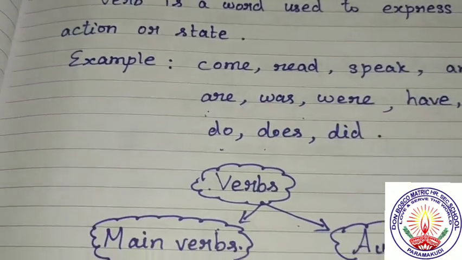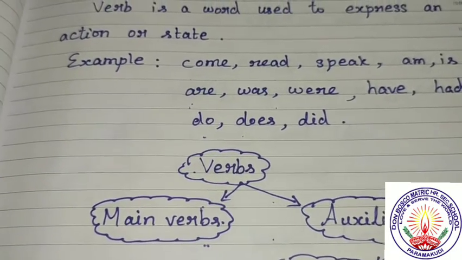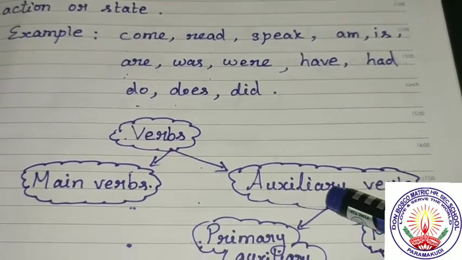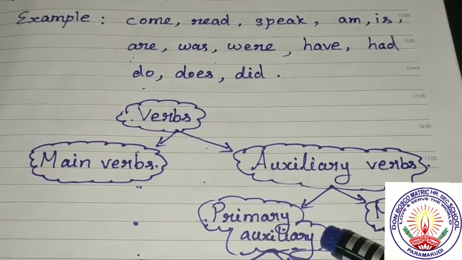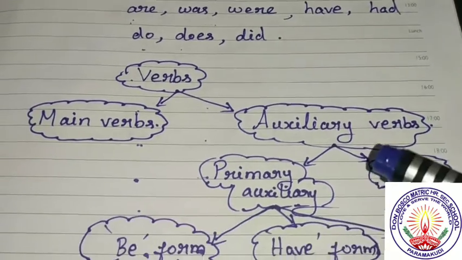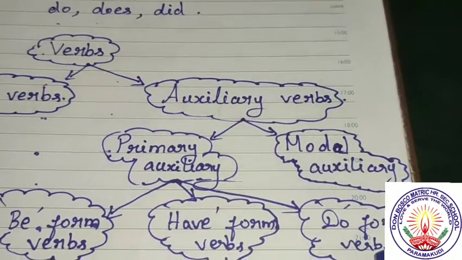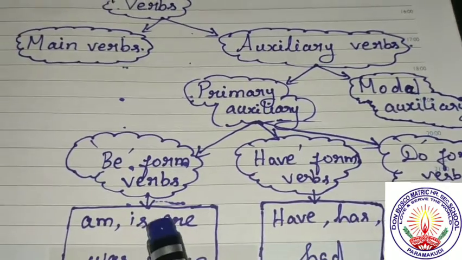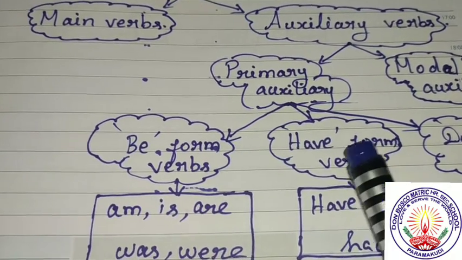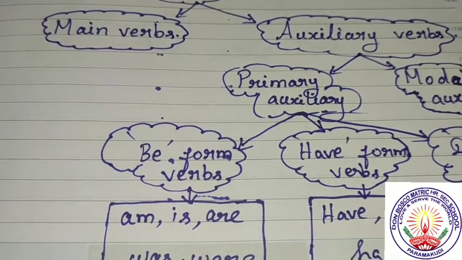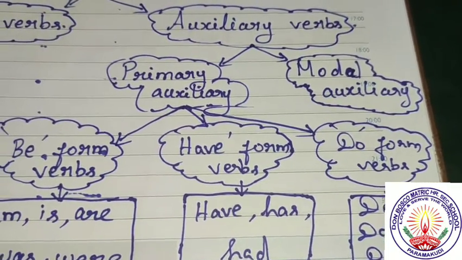So verbs are classified into two types: main verbs or primary verbs, and auxiliary verbs. Auxiliary verbs we can classify into two. What are they? Primary auxiliaries and modal auxiliaries. Primary auxiliaries are be form verbs, have form verbs, do form verbs. What are the be form verbs? Am, is, are, was, were. What are the have form verbs? Have, has, and had. Do form verbs: do, does, and did.